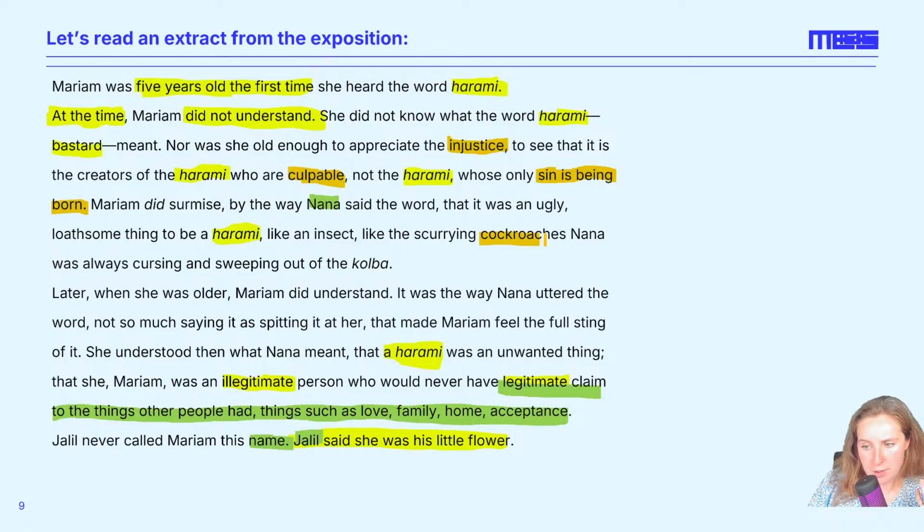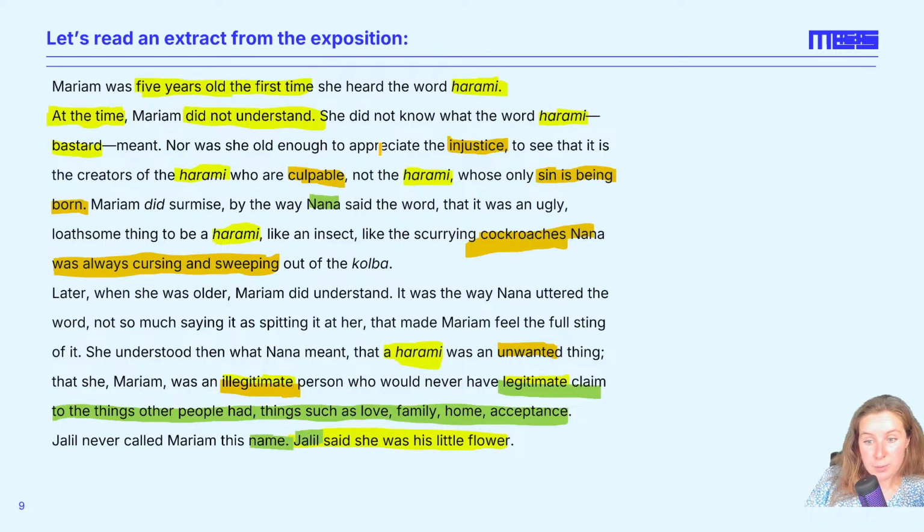The idea of cockroaches, these scurrying cockroaches that Nana curses and sweeps away. This idea of a pestilence appears here, as well as this idea of unwantedness, and we can see here again illegitimacy and legitimacy. Notice how much blame is being put on Mariam for her own existence, but notice the authorial voice as well.